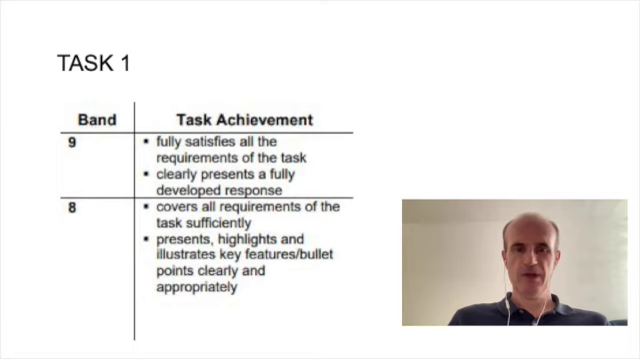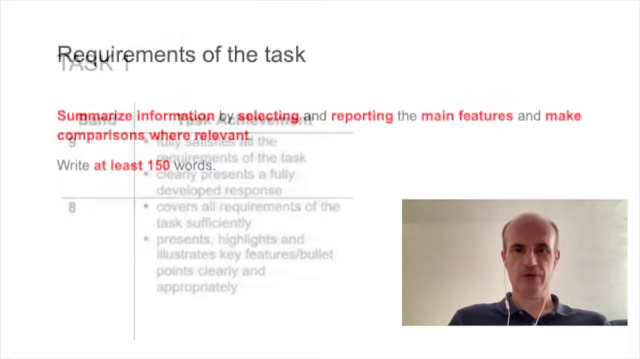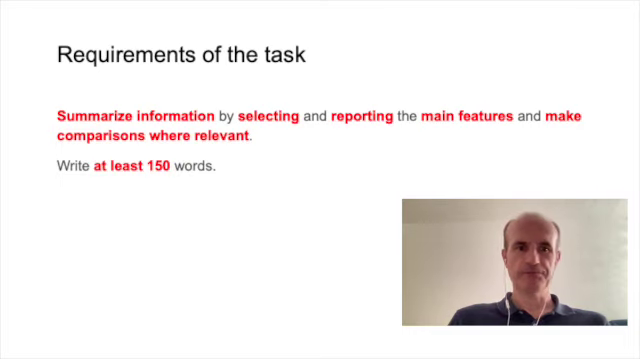Okay, now if you translate this to our own language, it comes down to the following. You have to summarize information by selecting and reporting the main features, which is the key features, right? And make comparisons where relevant. So you are going to talk about the main features and make comparisons. This is often overlooked, but make sure that you have comparisons and write at least 150 words.